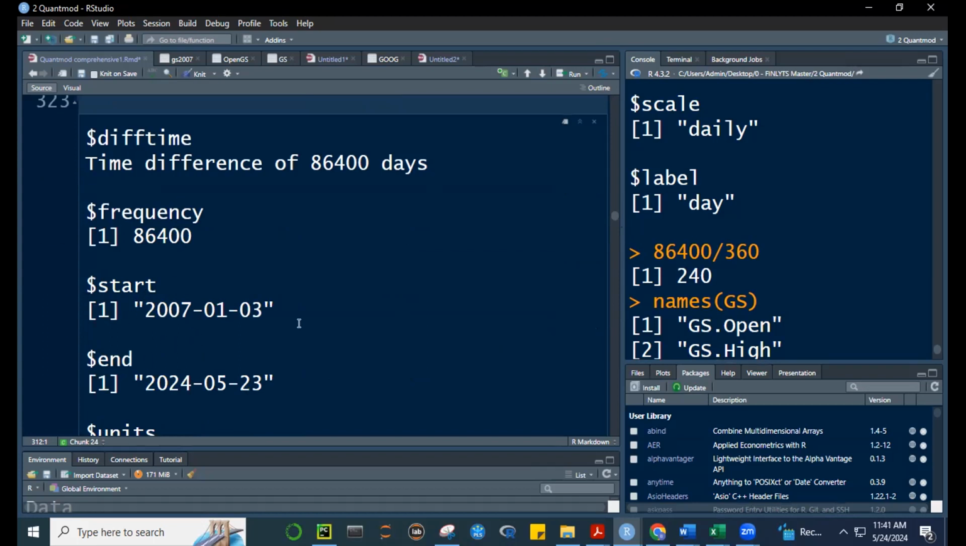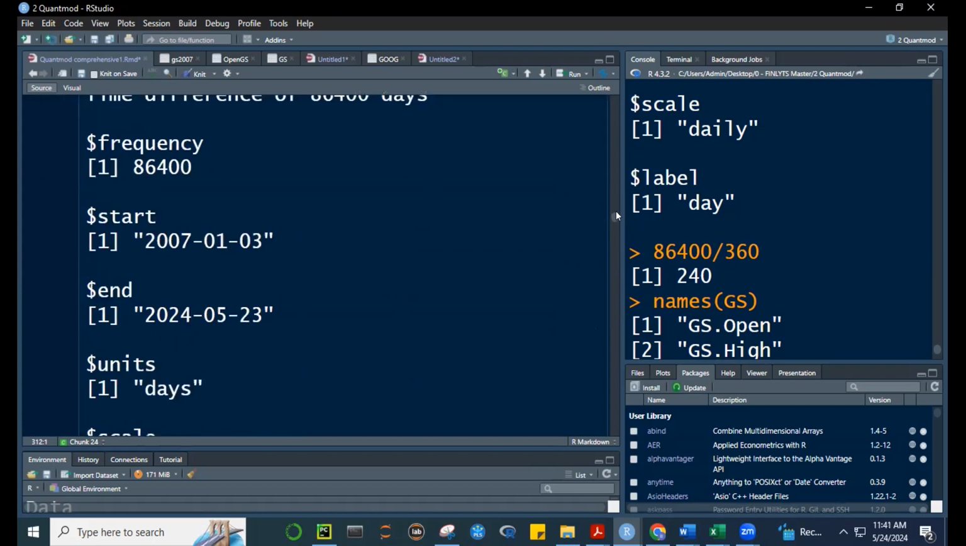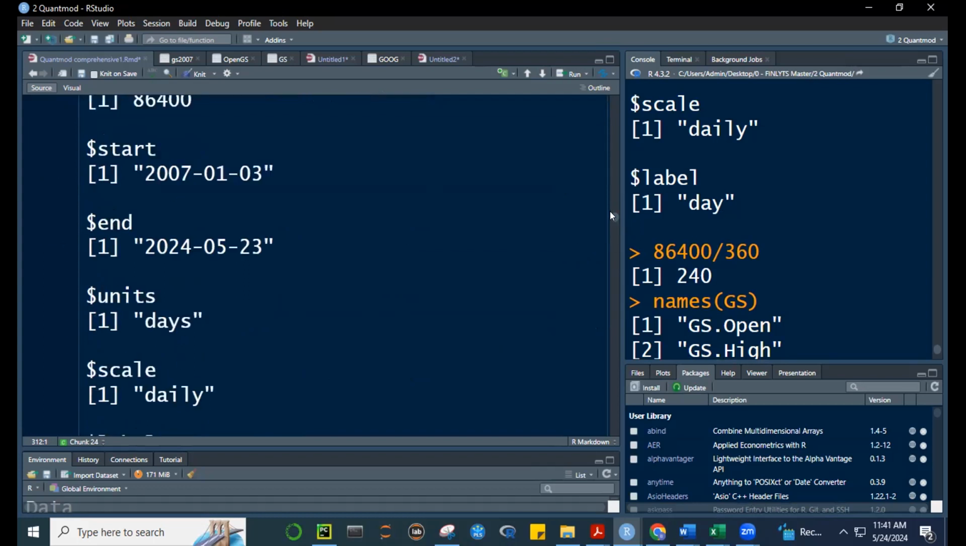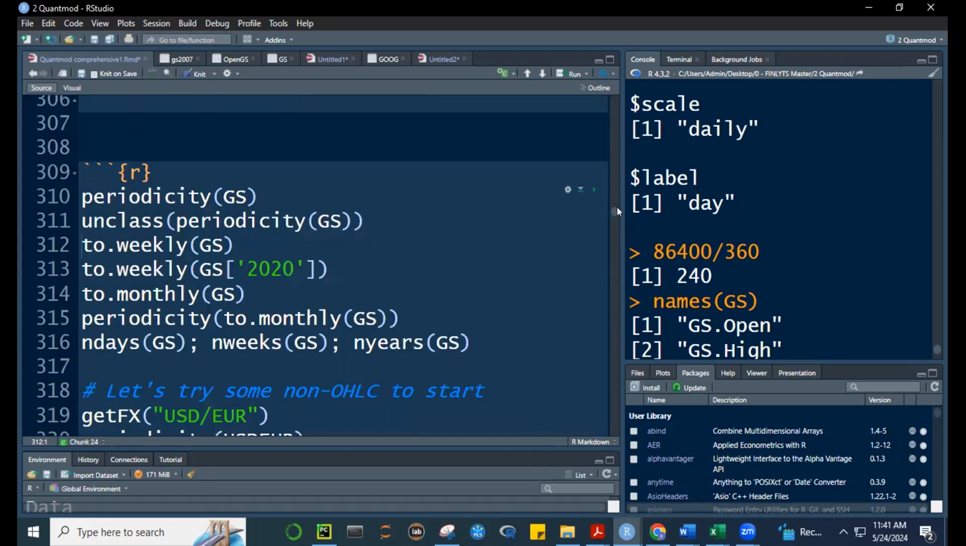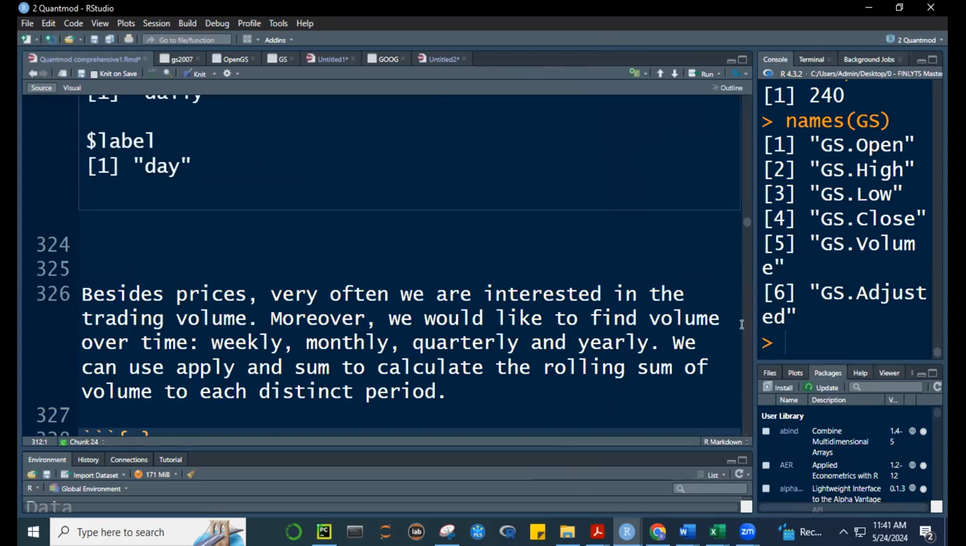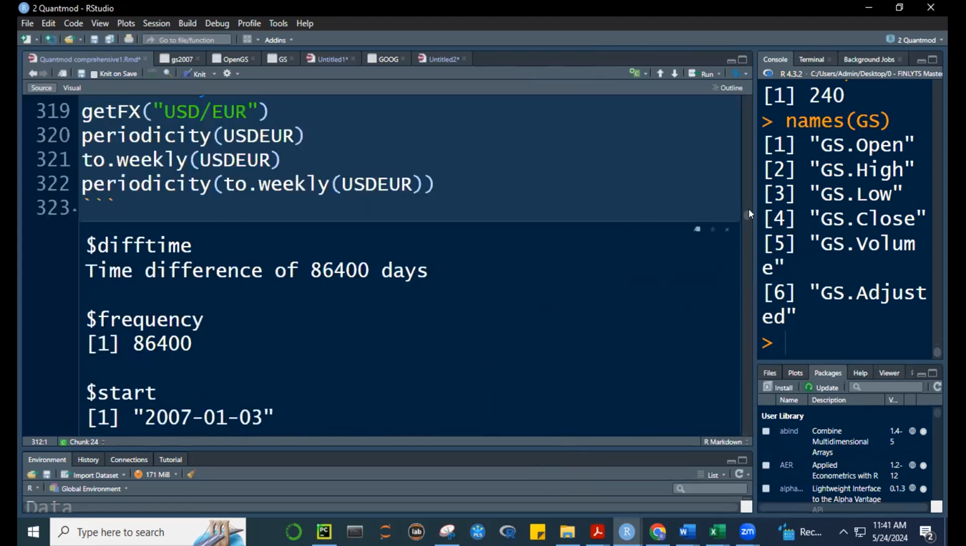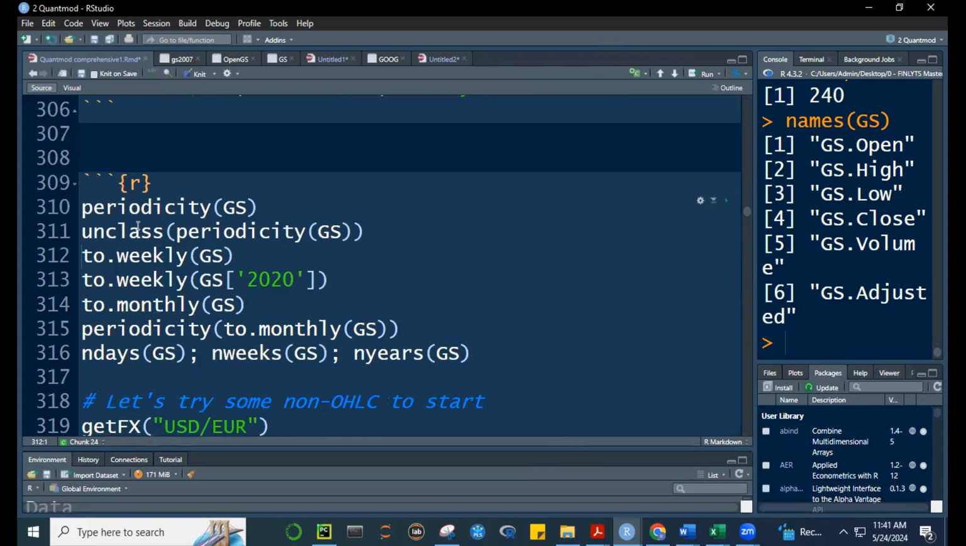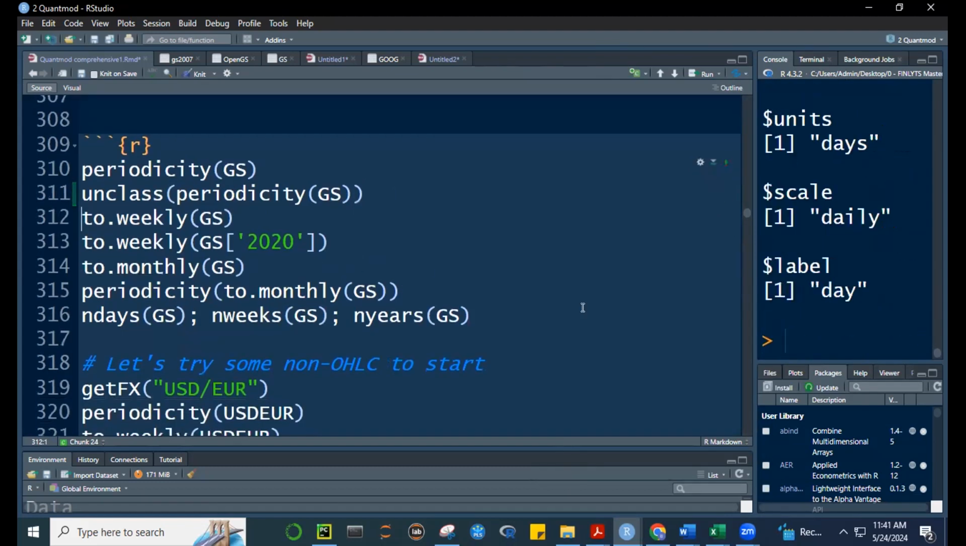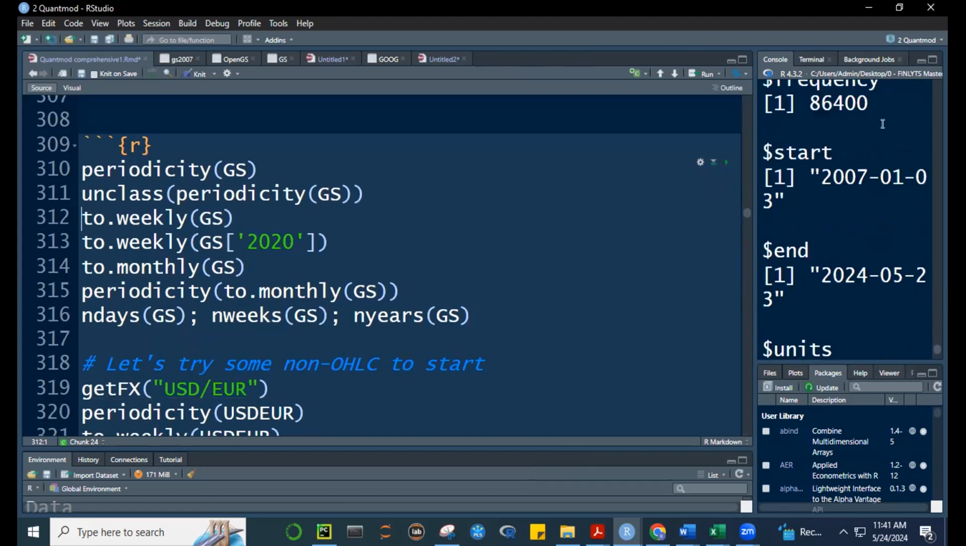Okay, alam natin tong start date at saka end date. Okay, so that's very easy kasi defined naman yun eh. Units in days. So I want you to, I'll ask this in the quiz. No? When we use the unclass, okay, dito galing yun eh. I-unclassify natin yung periodicity ng GS. Okay, we got that. This is what we got kanina. Yan. Okay. So try to discover what's this 86,400.